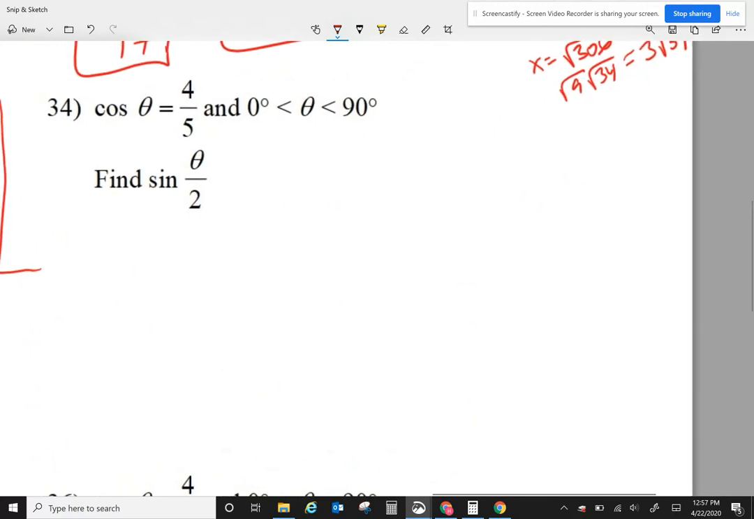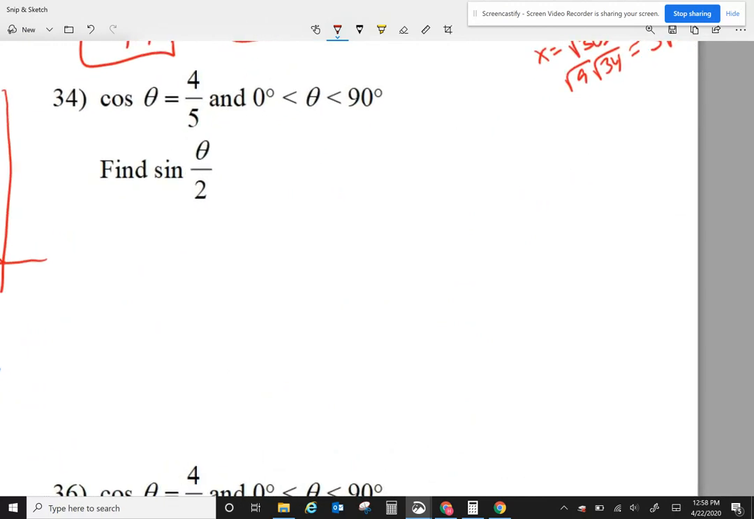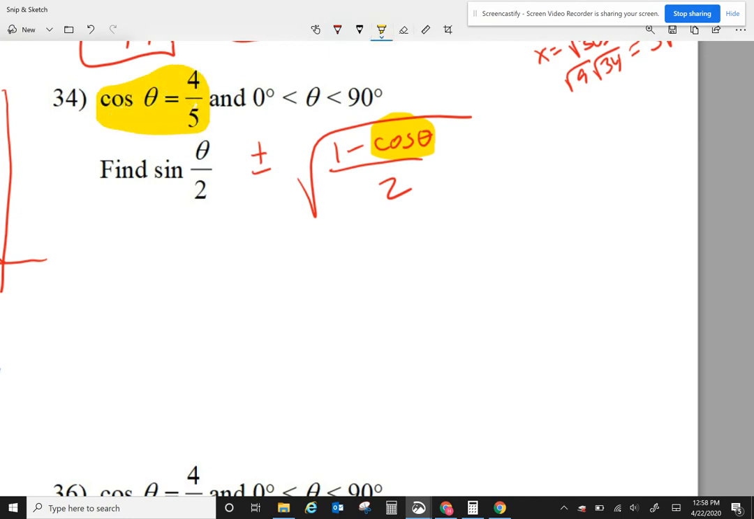Now, half angles are a little bit easier. For sine of theta over 2, I said we're going to be dealing with the positive and negative. I said a big square root of 1 minus cosine of theta all over 2. If you notice, I need cosine of theta. I do know what cosine of theta is. Let me deal with that fraction. I'll deal with the square root at the end. So I have 1 minus 4 over 5 all over 2.